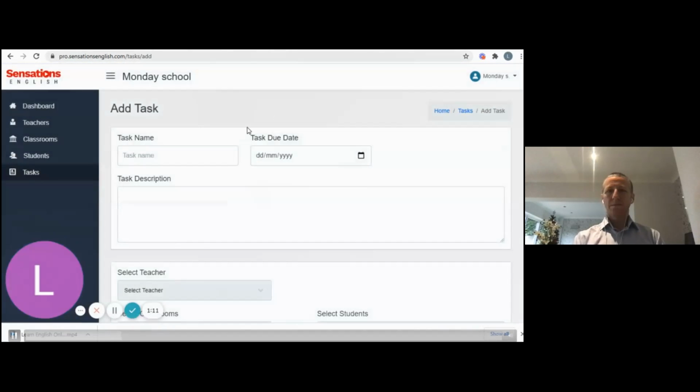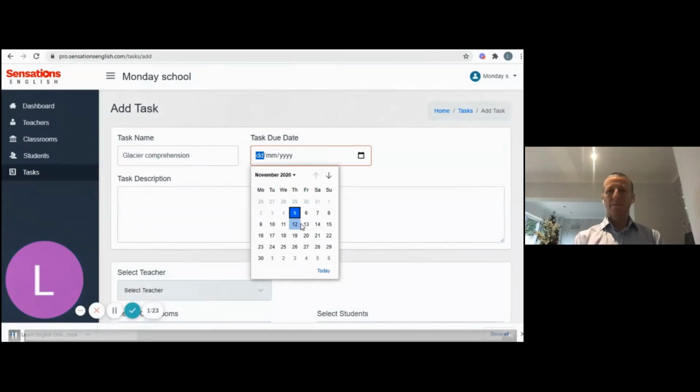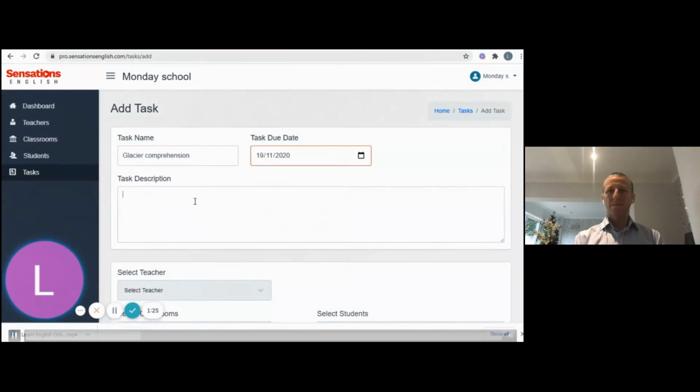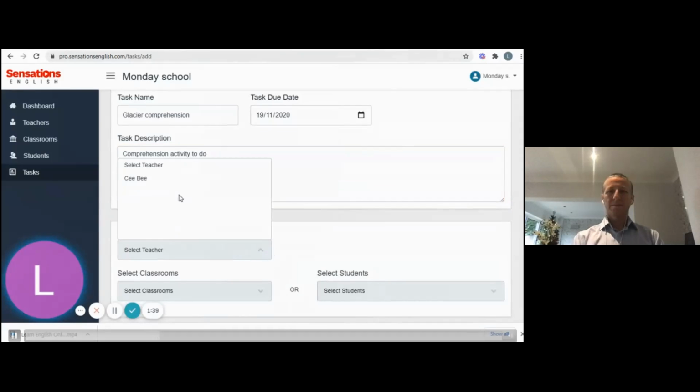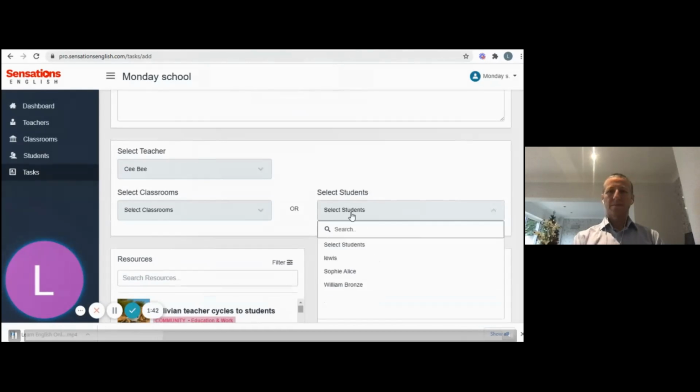I'm going to call it Glacier Comprehension, and I need to give it a due date, and my due date will be in a couple of weeks' time. I have to give it a description. I'm going to say comprehension activity to do. I select my teacher. I select my student, who is Lewis.